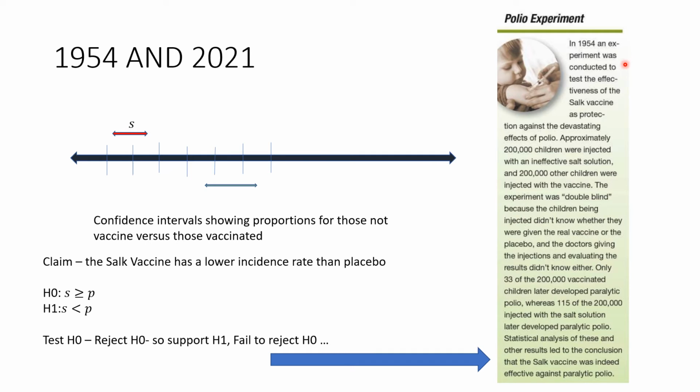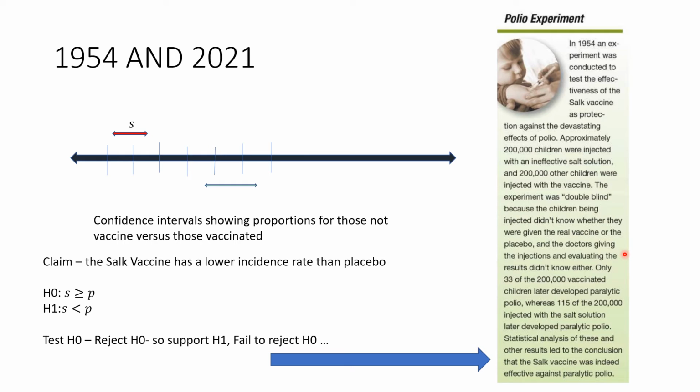In 1954, an experiment was conducted to test the effectiveness of the Salk vaccine as protection against the devastating effects of polio. Approximately 200,000 children were injected with an ineffective salt solution, that's the placebo, and 200,000 other children were injected with the vaccine. The experiment was double-blind because the children being injected didn't know whether they were given the real vaccine or the placebo, and the doctors giving the injections and evaluating the results didn't know either.